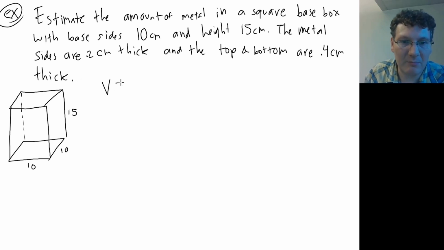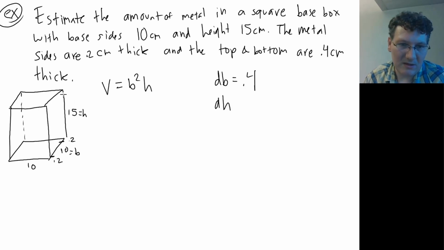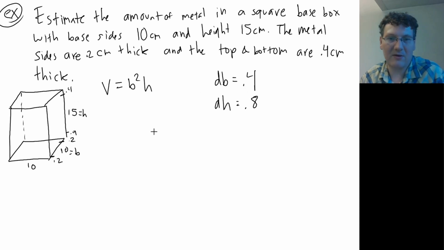Now, the volume of this box is going to be, I'm going to call this the base dimension B, and this is going to be my H. It's going to be B squared H. That's the formula for the volume of this thing. And I'm going to use differentials for the thicknesses. So dB would be the difference in the base dimensions, which you have to be careful about because you're going in 0.2 on both sides, so it's actually going to be 0.4. dH is going to be 0.4 up top and 0.4 down below, so it's actually all going to be 0.8 altogether.